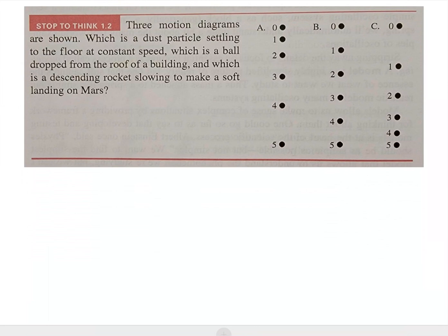Yep. A is the ball. B is dust. And this is the rocket. How do you know? Because it says descending rocket slowing to make a soft landing. So what should happen if we're descending to a stop? It's accelerating big to small, to a stop. Yeah, the dots should be getting closer and closer and closer, and they are here. Okay, so the rocket is right.